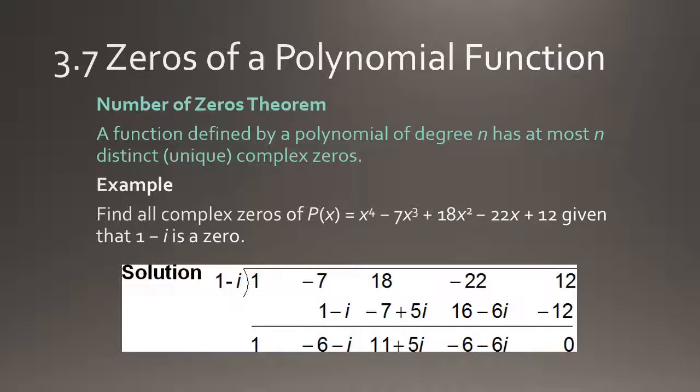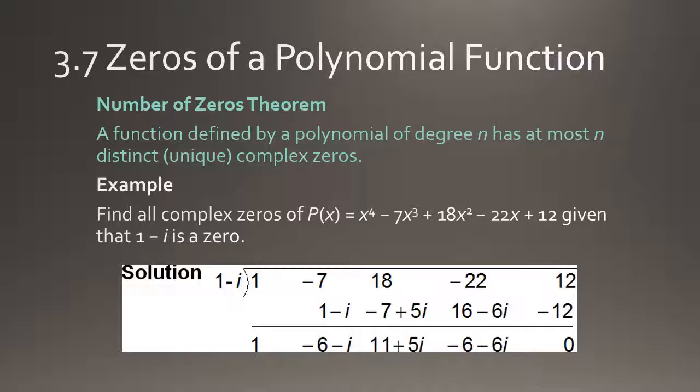So the first thing we do is divide out the 1 minus i. As you see here, when we do that, we have 1, minus 6 minus i, 11 plus 5i, minus 6 minus 6i, and then 0. So we see that it is indeed a factor, which is no surprise, they told us that. Notice how we do the synthetic division with the imaginary numbers.